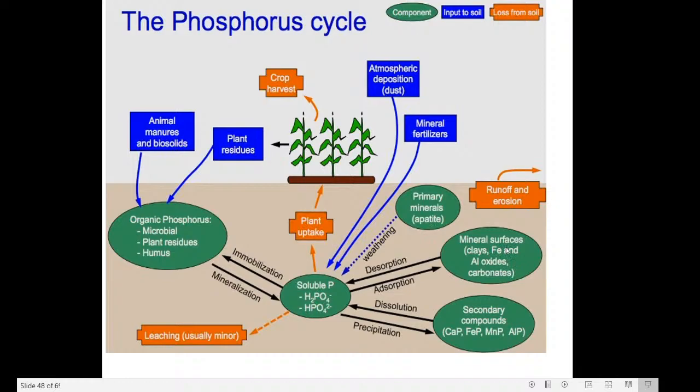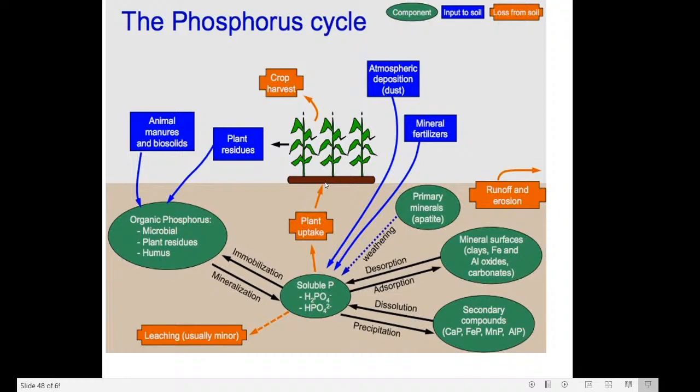mineral surfaces such as clay, iron ions, aluminium oxides, carbonates. Secondary compounds are also added. These all are added to make soluble phosphorus. Leaching is usually a minor process, and then plant uptake happens, and the plants are produced with the phosphorus content.